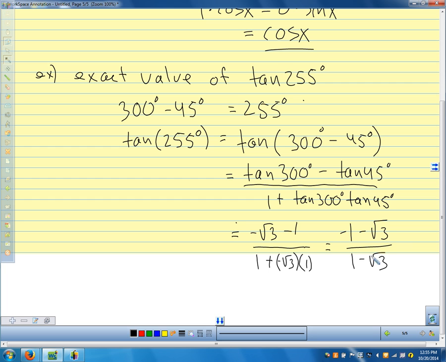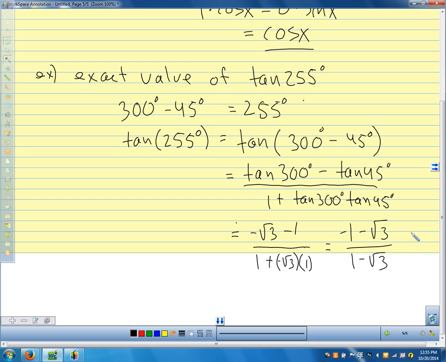I would not ask you to rationalize this one. If you left it written like this, that would be fine. We can't cancel anything out here because there are no common terms. We can't cancel these square roots of 3 because it's not common to both terms. So we just leave it written like that. And that's our exact value of the tangent of 255 degrees. All right, questions there?